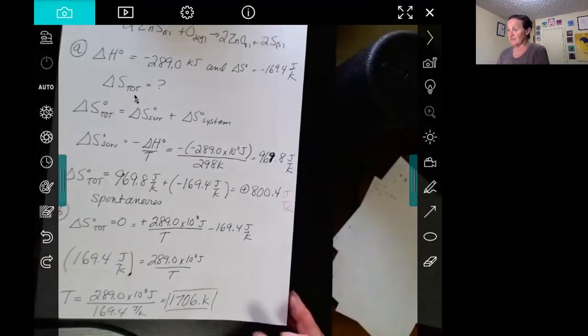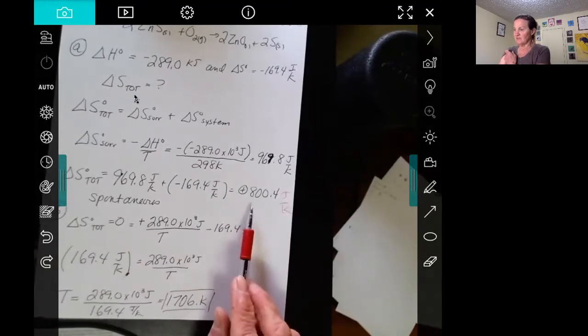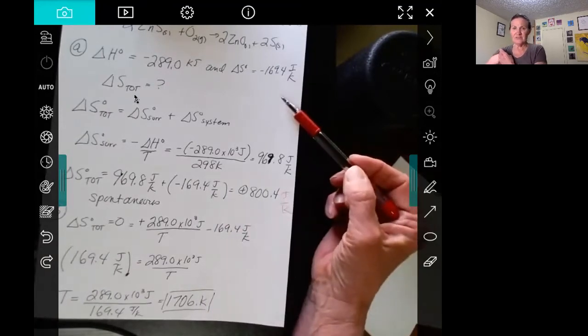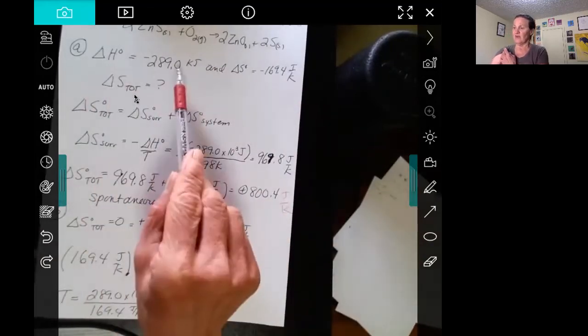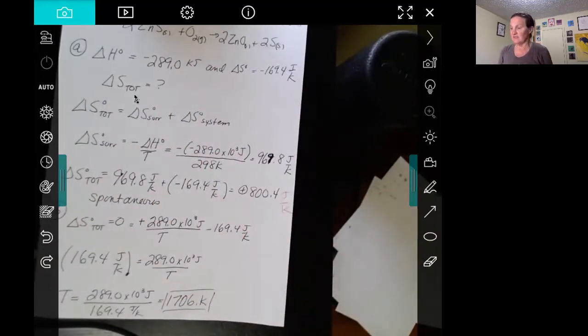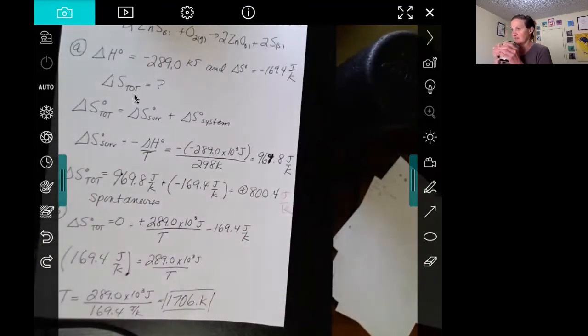Okay, so is that spontaneous? Yes. If the entropy of the universe increases, it's spontaneous. Even though the system itself gained order, it gave off a lot of heat, so it increased the entropy of the surroundings a lot. So it overcame the fact that the system lost entropy.